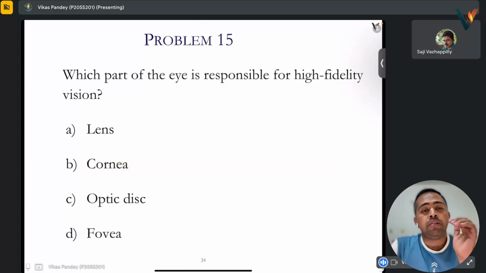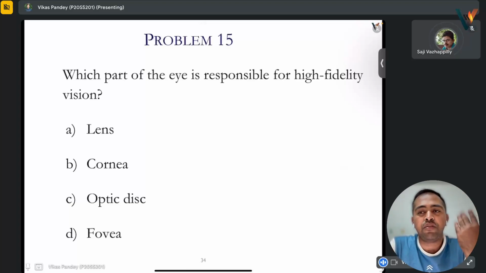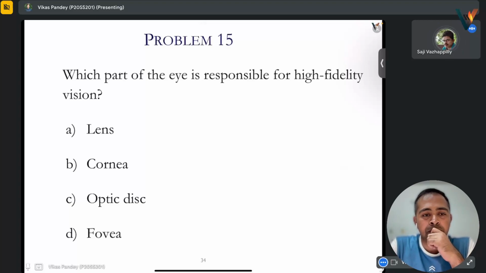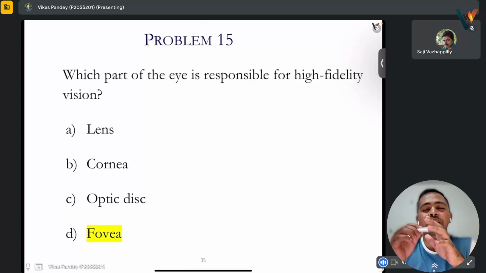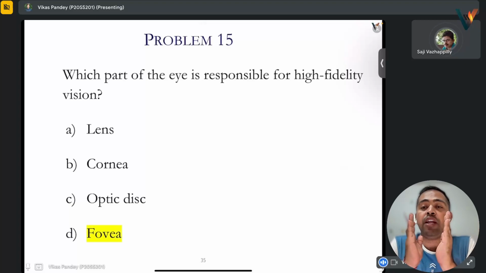Now, which part of the eye is responsible for high fidelity vision, like high quality vision? Lens, cornea, optic disc, fovea. From lens, it has to be placed somewhere. That is for optic disc, or fovea. I don't know, sir. Okay. It is the fovea that is responsible for the high quality vision.